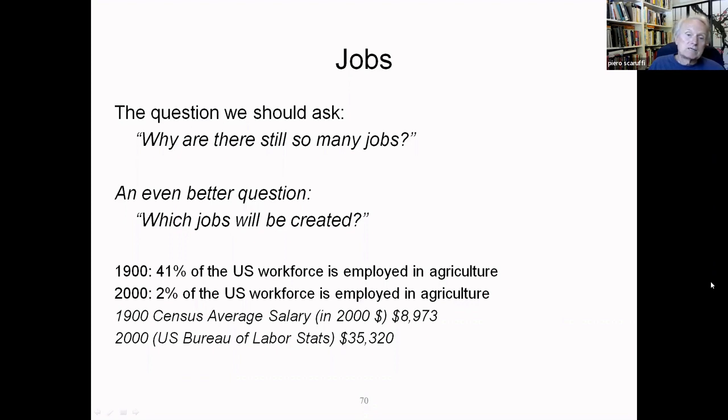The real question we should ask: why are there still so many jobs? Even better question: which jobs will be created? And, I mean, things change. In 1900, 41% of the U.S. workforce was employed in agriculture. In 2000, one century later, only 2% of the U.S. workforce was employed in agriculture.